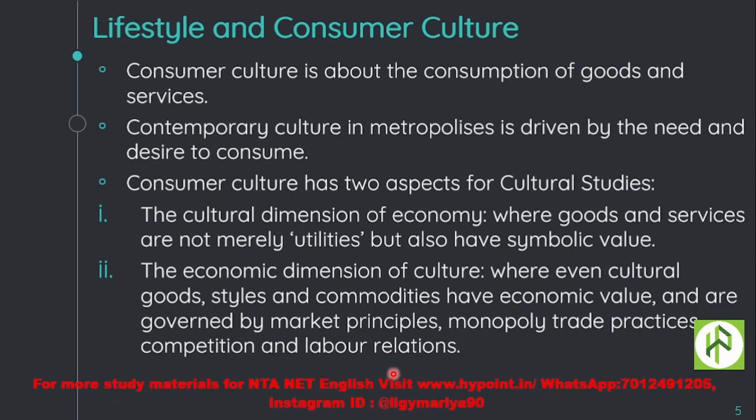Take the tribal products. They have economic value nowadays. They are also governed by market principles. Market strategies are needed. Cultural intermediaries are needed. Monopoly trade practices are also influencing these tribal cultural goods, styles and commodities. So the economic dimension of culture is there, as well as the cultural dimension of economy. These are the two aspects of consumer culture in cultural studies.